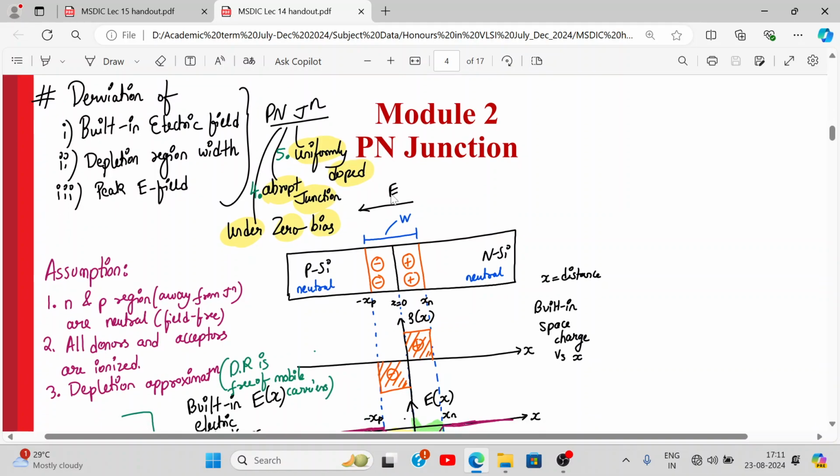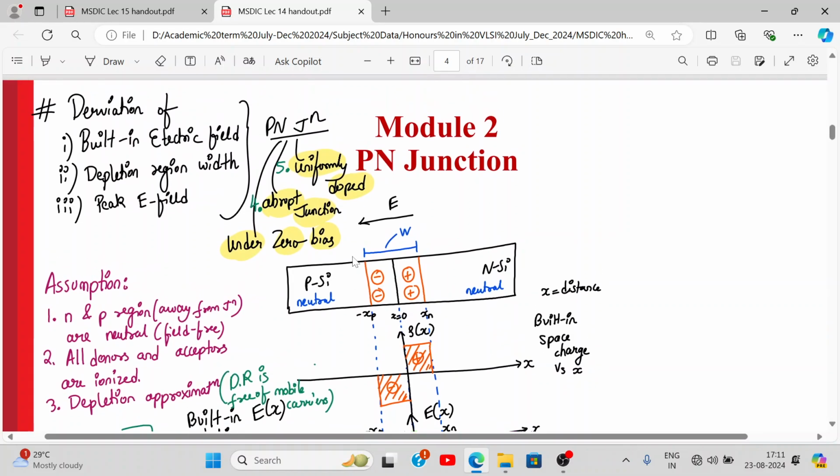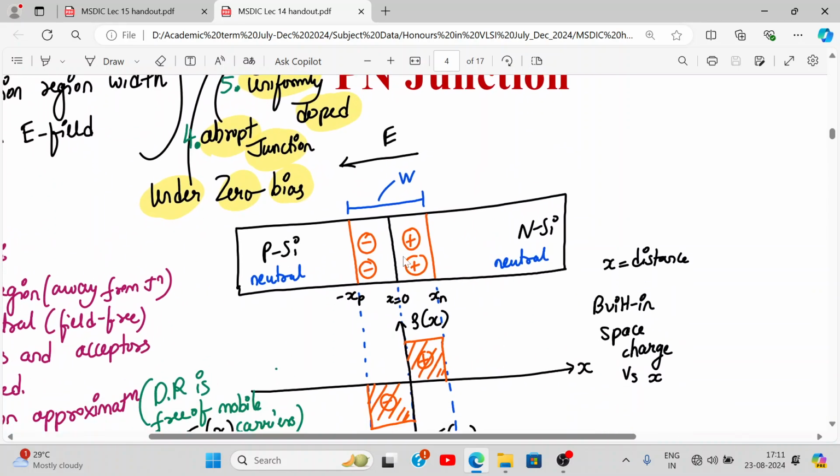So let's start. Remember, we started with the PN junction, and one of the features of this PN junction is that under zero bias, a depletion region is formed automatically. This is my depletion region, which is formed the moment we connect P and N together. This side of the PN junction consists of positively charged immobile ions, and this side contains negatively charged immobile ions. And this is the width of the depletion layer.